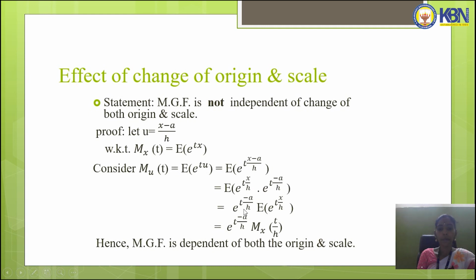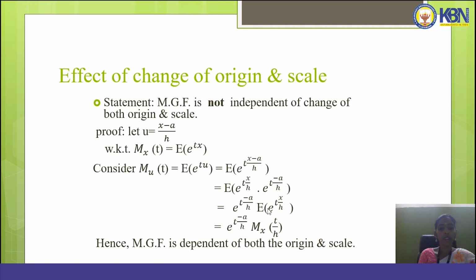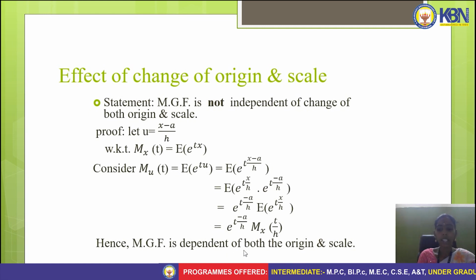We write it here, e power t into minus a by h, and we are only applying the expectation for the variable. So expectation of e power t into x by h. We know that the formula for M_X(t) equals expectation of e power tX. So this is the form of M_X(t). So we can write the constant term below and M_X of t by h. Hence the MGF is not independent of both the origin and scale.